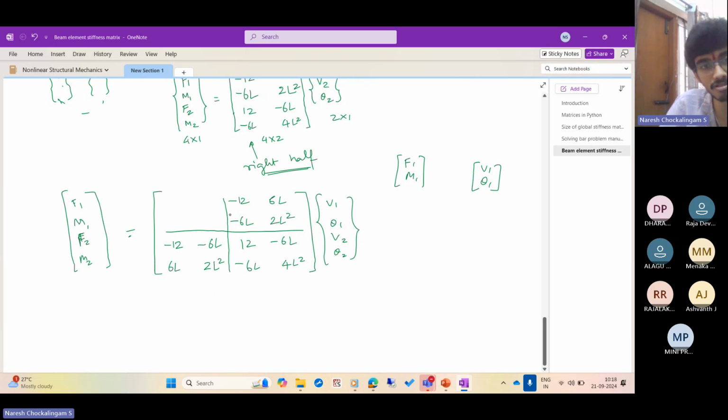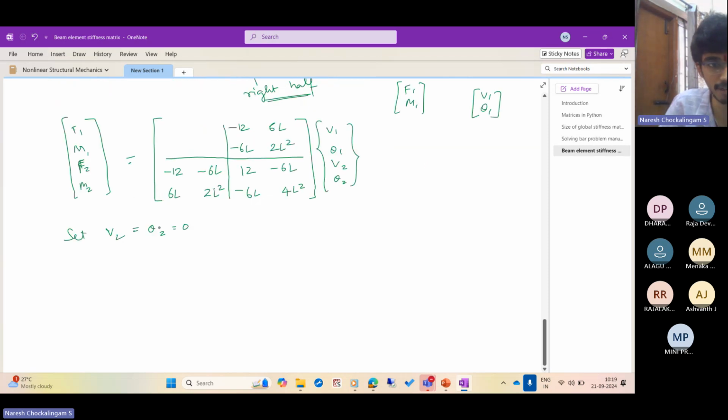So now we got 3/4 of the matrix, right? We only want this part, which is we only want this submatrix. Now I would say look at this relationship. Now set V2 equal to theta 2 equal to 0. What happens? If you set V2 equal to theta 2 equal to 0, you get F2 M2.